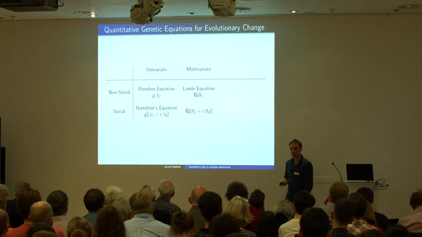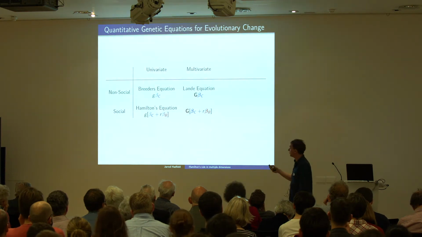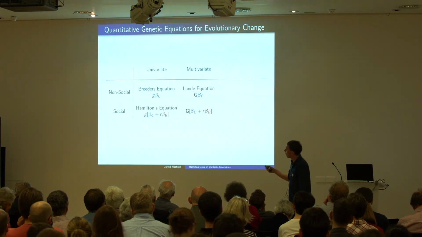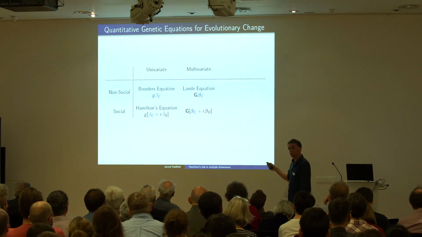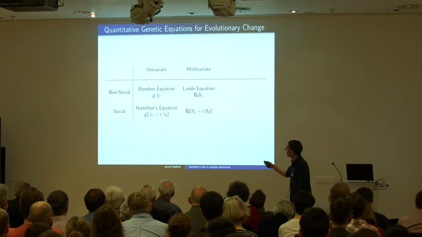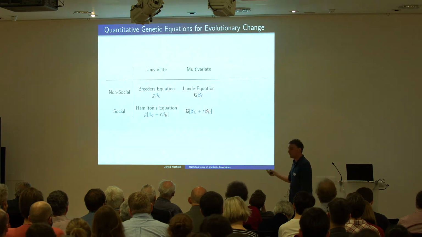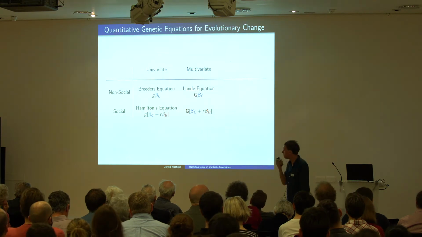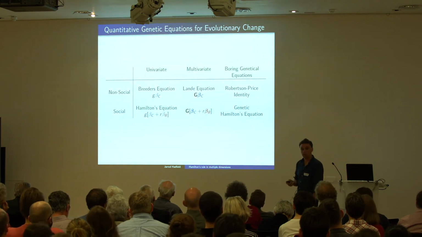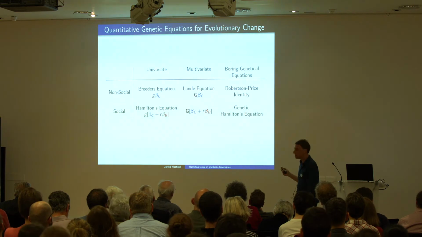And the equation I just showed you, I would argue, is just the social equivalent of the Lande equation. Quantitative geneticists have a good idea about when and why the breeder's equation will fail and when the Lande equation won't. So we can use the intuition about these two equations to tell us when Hamilton's equation will fail.